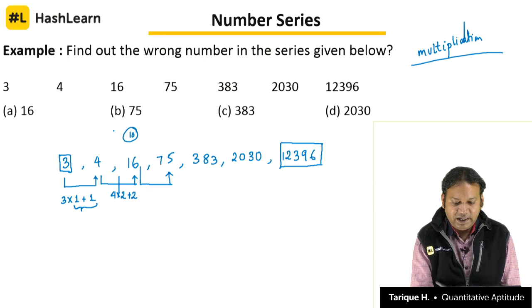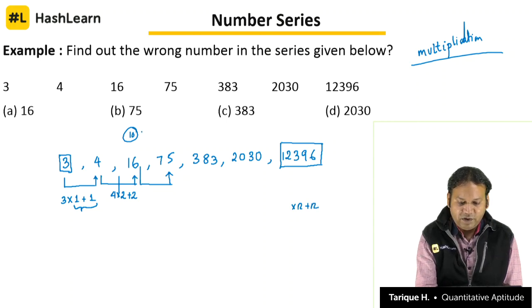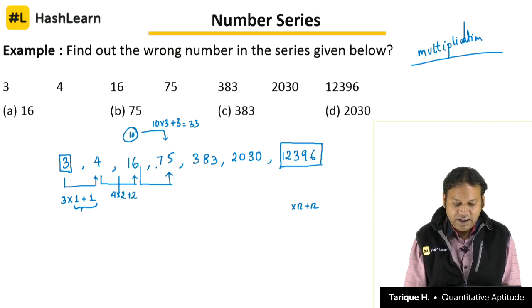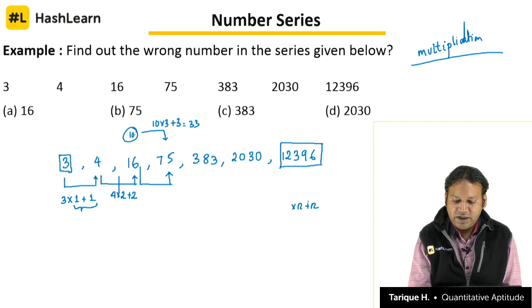Can this be wrong? But if 10 is the right number and the series is based on into n plus n, then we should get the next number from 10. So if I go from 10 to 75, 10 into 3 plus 3, then that is equal to 33. But the number is 75, so two numbers can't be wrong. We can't say 16 is also wrong and 75 is also wrong. What does it mean? It means that the logic that we are using here, into n plus n, is not right. We will try something else.